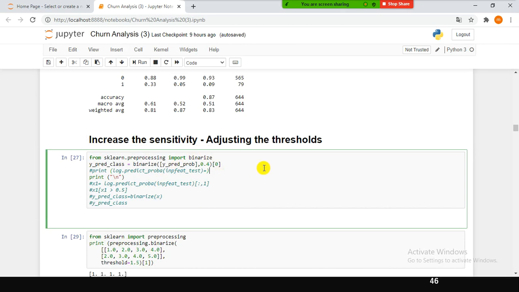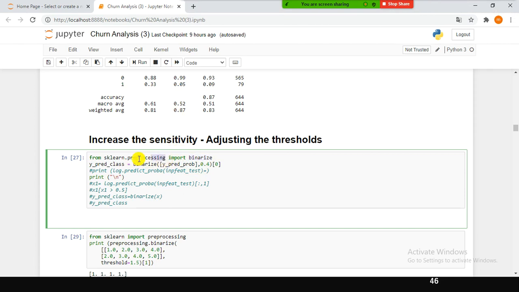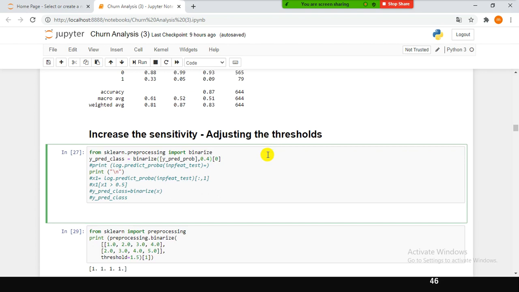Here you need to listen very carefully. It is very simple. Most of them still think the threshold is something difficult to understand. It is a very simple one. You have something called binarize, a method that is available as part of sklearn.preprocessing. Here what we are doing is passing the predicted probability to this binarize function. And what we are saying is, anything above 0.4, you make it 1.